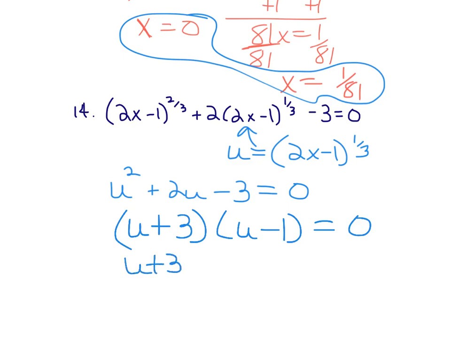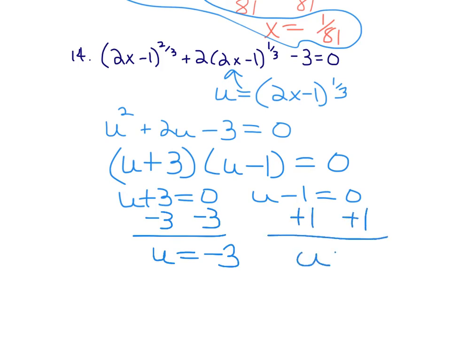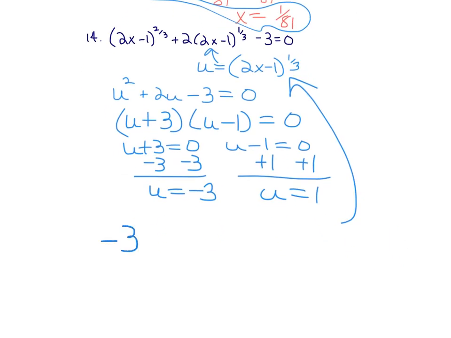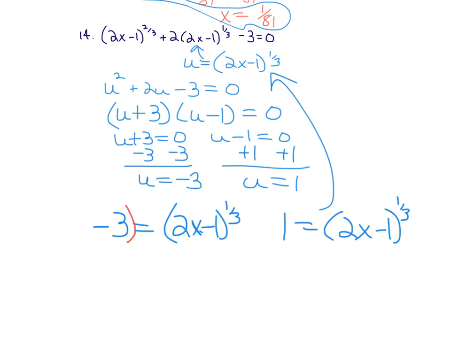Set this equal to 0. Set this equal to 0. Subtract 3. Add 1. And now I plug it back in. So negative 3 equals 2x minus 1 to the 1/3 power. And then the next one is going to be 1 equals 2x minus 1 to the 1/3 power. First thing I'm going to do is get rid of that 1/3 power by raising both sides to a power of 3.